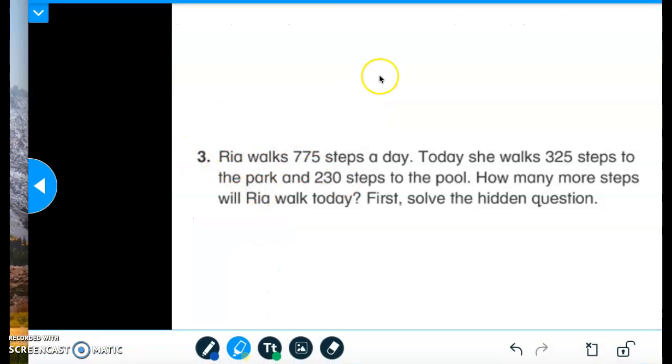So Rhea walks 775 steps a day. Today, she walks 325 steps to the park and 230 steps to the pool. How many more steps will Rhea walk today?